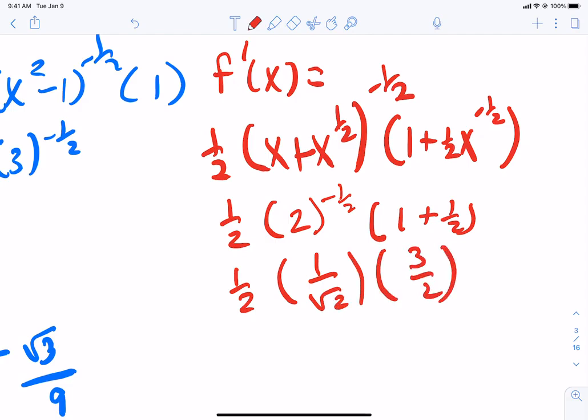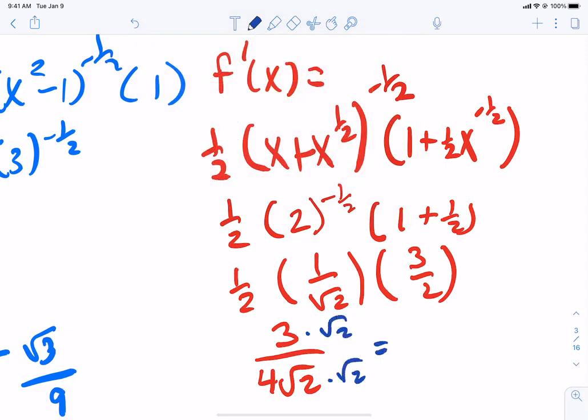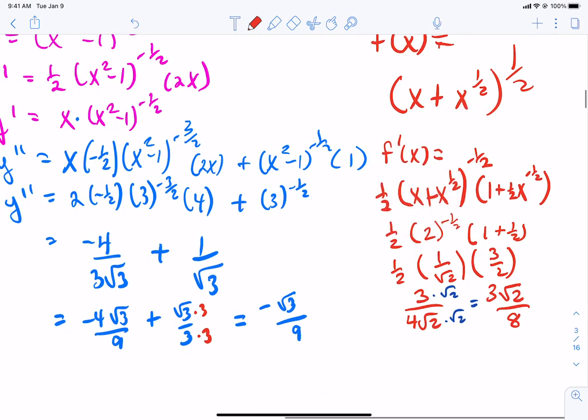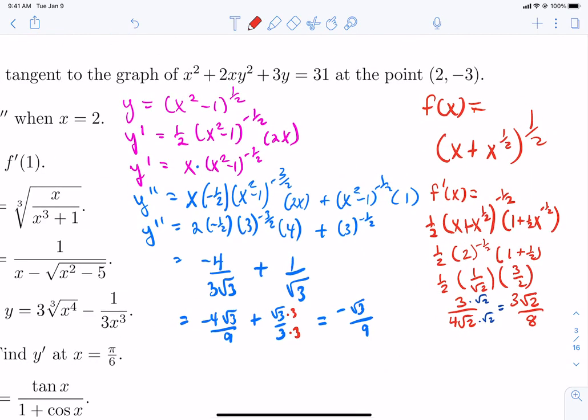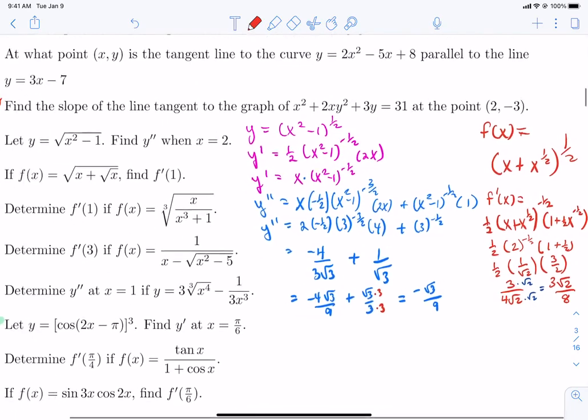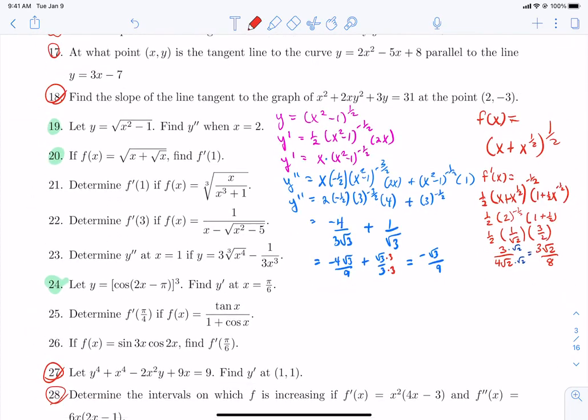So all I've done now is do a few little changes. This becomes 1 over the square root of 2. This is 3 halves. So on top we have 3. On the bottom we have 4 square root of 2. Let's rationalize by multiplying by square root of 2 on top and bottom. So we get 3 square root of 2 over 8. So there is that one. Hopefully I didn't make any little mistakes along the way. These are easy ones to do that. Anybody have any questions about 19 or 20?